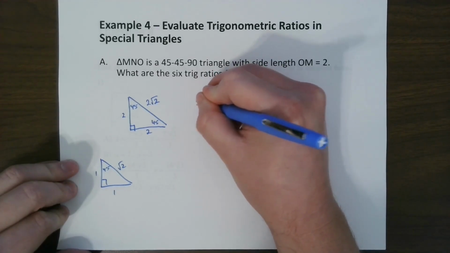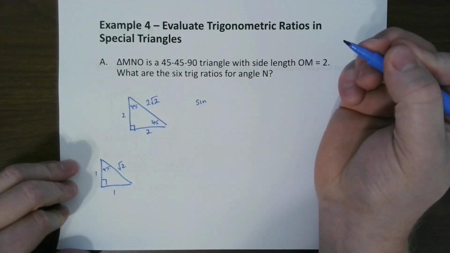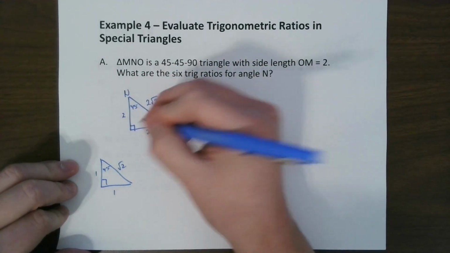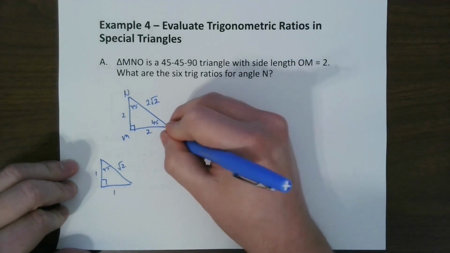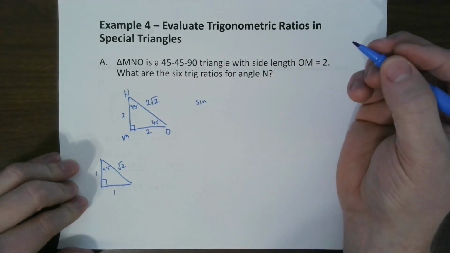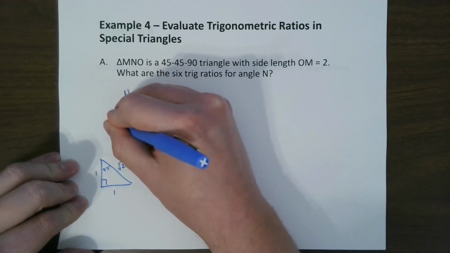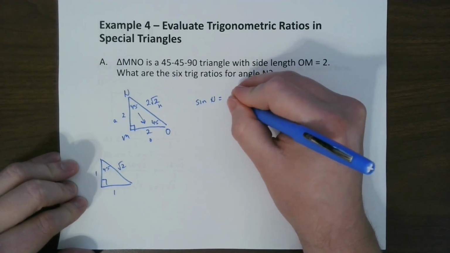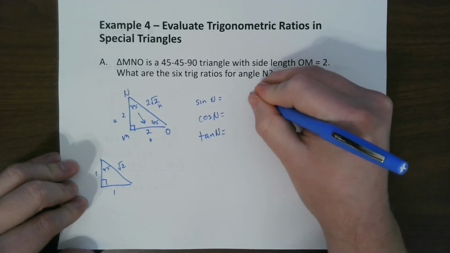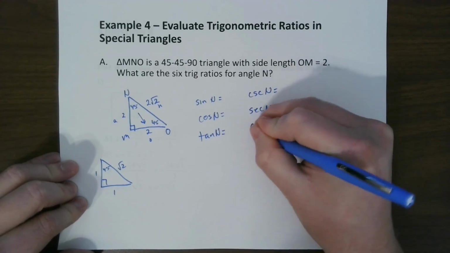So we got sine of, I'm going to pick a side. I'm going to call this side N. We're going to use that. From here, we're just going to pick one of the 45s, because it's all 45. So I'm going to call it sine of N. This one's opposite, adjacent, hypotenuse. And we get some patterns here. So sine, cosine, tangent, we get cosecant, secant, and cotangent.